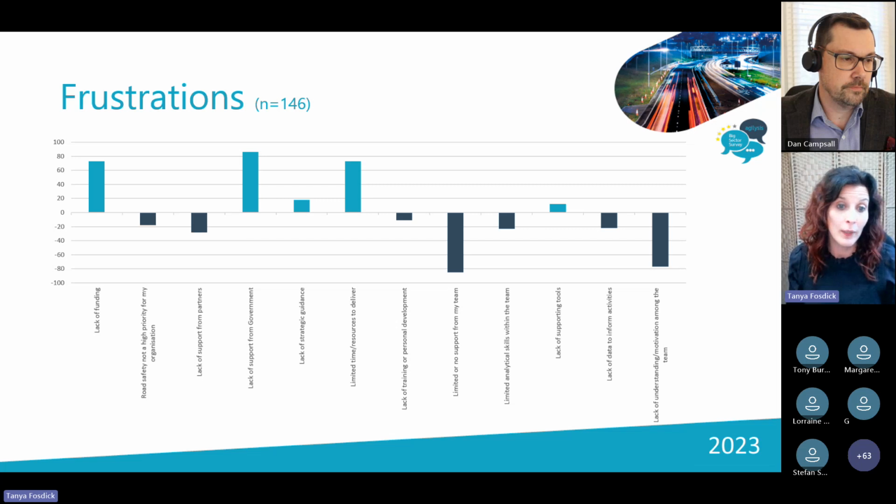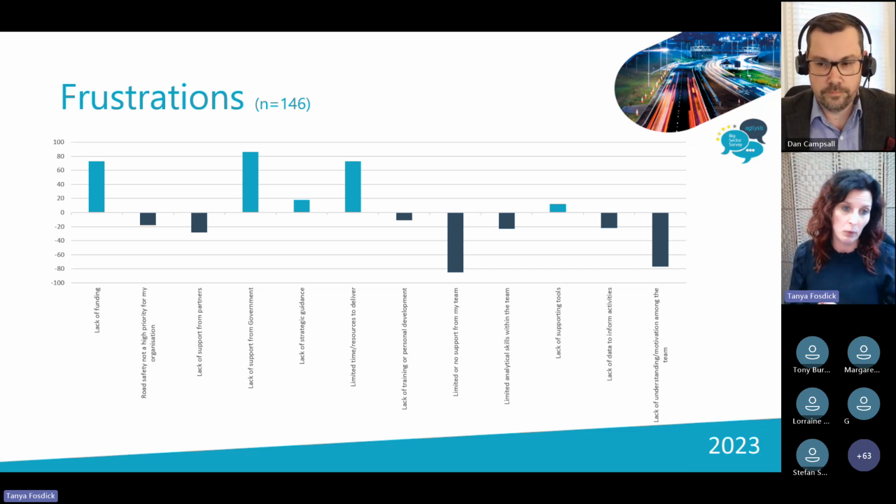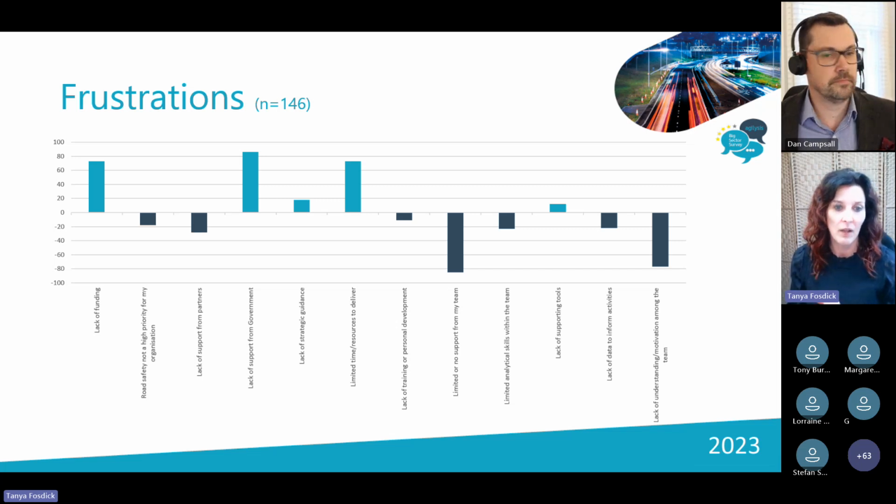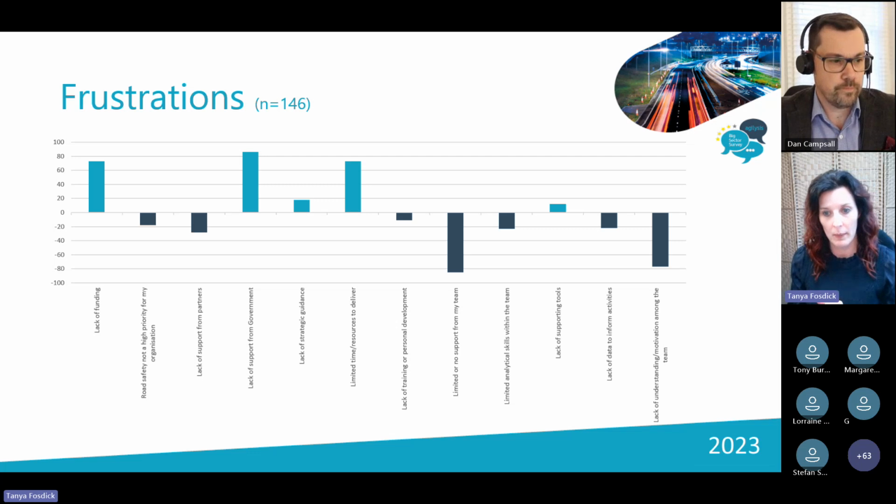Actually, internal support really didn't come out here. People felt that they were well supported by their colleagues, that their teams were understood. They had great support from partnerships. So locally we're working really well. But as you can see here, it's pushing up again in terms of funding and the government support that people are really asking for.